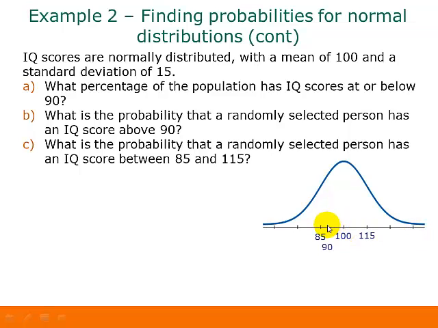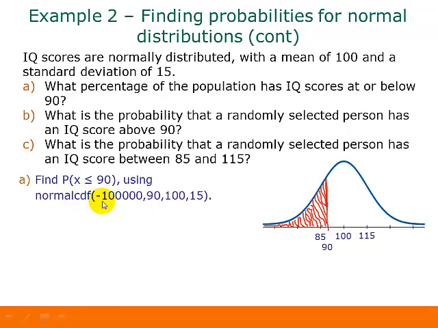Then the value we're interested in is 90, and because we're going from 90 down, that means we're going to shade from there to the left. And if we want to write this in probability notation, this would be the probability that x is less than or equal to 90. Again, the inequality is pointing to the left, just like our shading is going to the left. To put this in your calculator, again we'd use a large negative number for our lower bound, we'd use 90 for our upper bound, and our mean was 100, our standard deviation was 15.